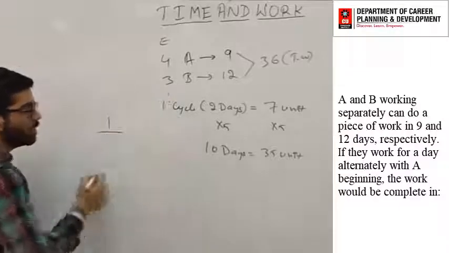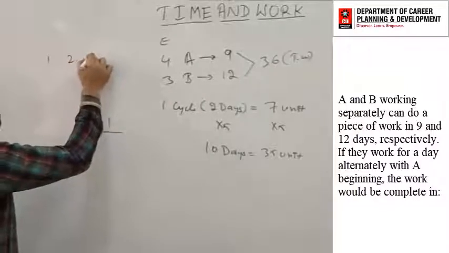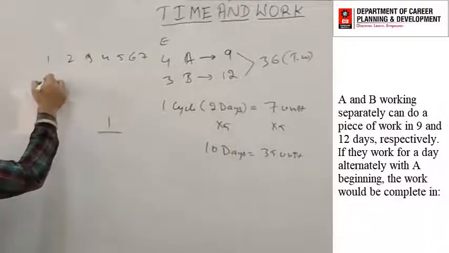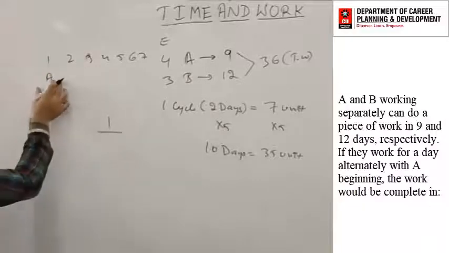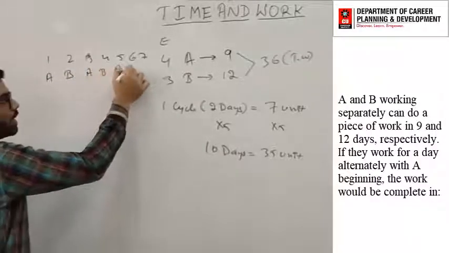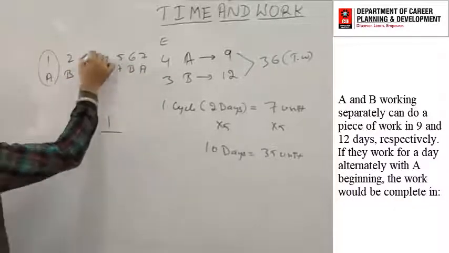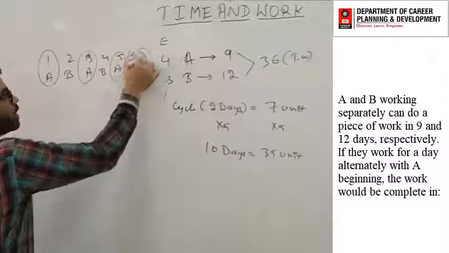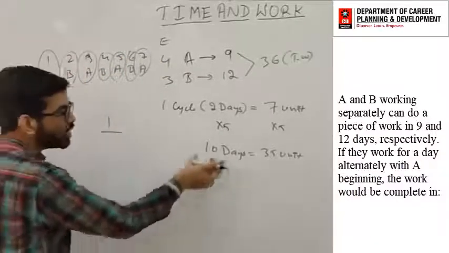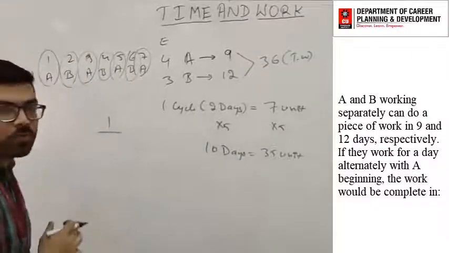A or B? Just in simple terms, suppose on the first day, second day, third day, fourth day, fifth, sixth, and then the seventh day. On alternate days, if A is beginning the work, A will work on the first day, B on the second day, then A, then B, then A, then B, then A. That means on odd days A is working, and on even days B is working. So till the 10th day, which is an even day, the next one is the 11th day.